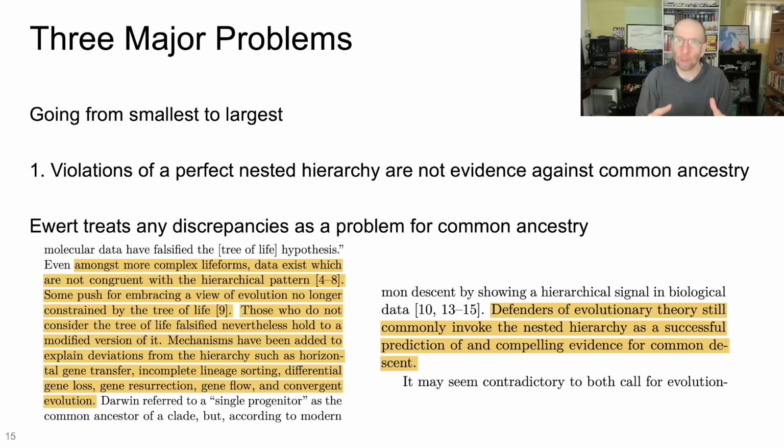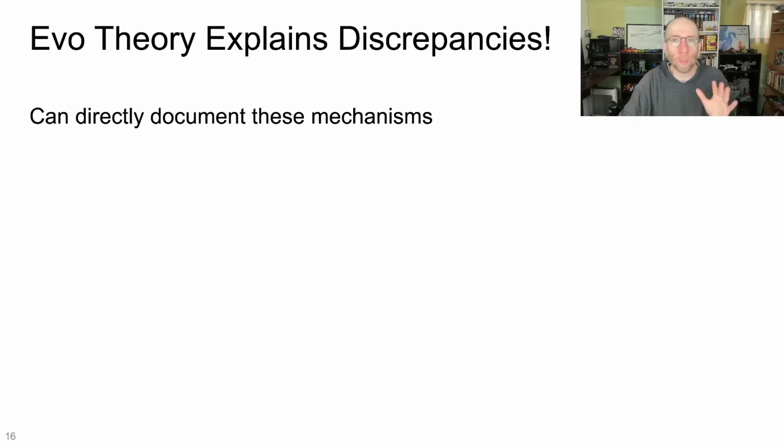Most data does actually conform to a nested hierarchical pattern. So he's kind of overselling the case here. There are exceptions to it, but it's not as much as he's presenting it to be. More importantly than that, evolutionary theory explains the discrepancies. It explains the data that violate the nested hierarchical pattern. There are many known mechanisms for this, and we can directly observe and document, and in some cases even predict, the occurrence of those events.